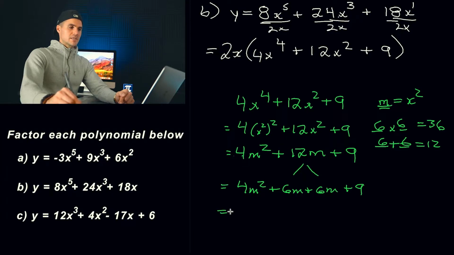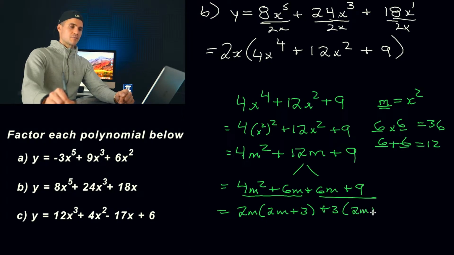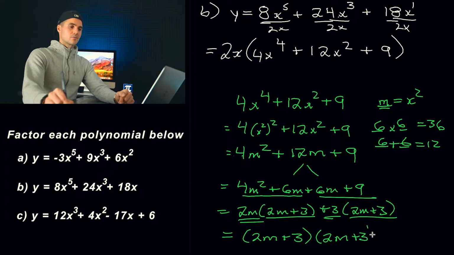And then what can we take out of the first two? We could take out a 2m. What would we be left with? 2m plus 3. What can we take out of these two? We could take out a 3, and we'd be left with 2m plus 3. Then we could take out a 2m plus 3. And what are we left with? 2m plus 3. And so that right there is actually a perfect square trinomial.